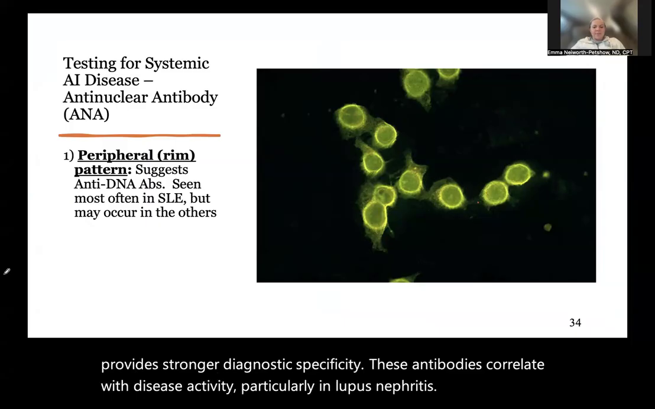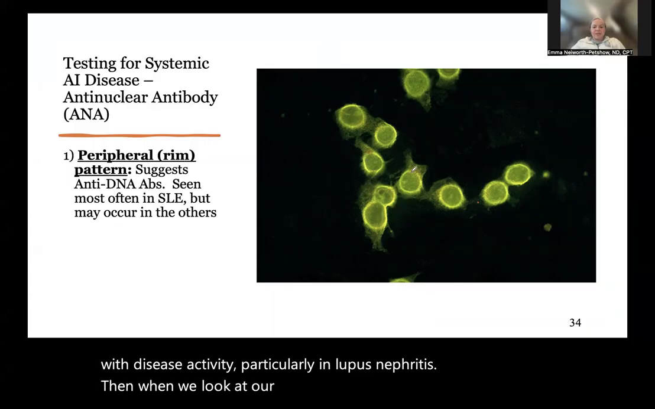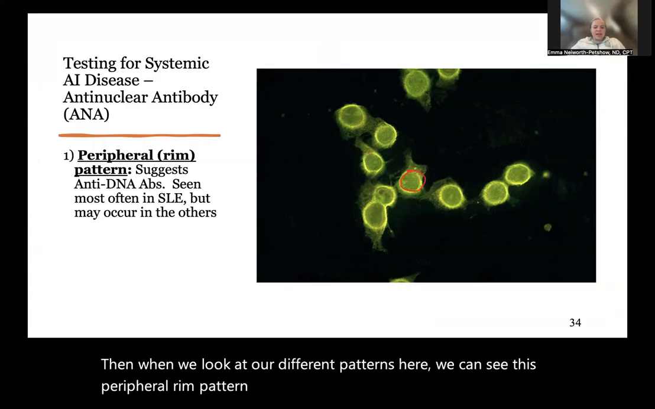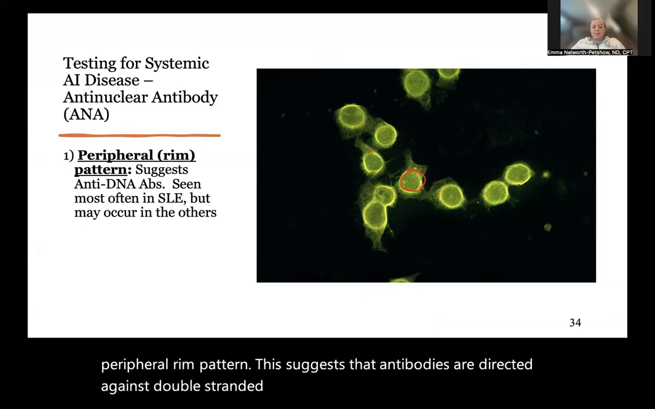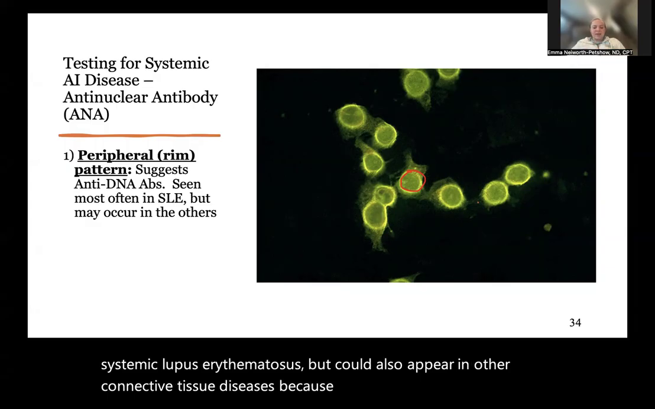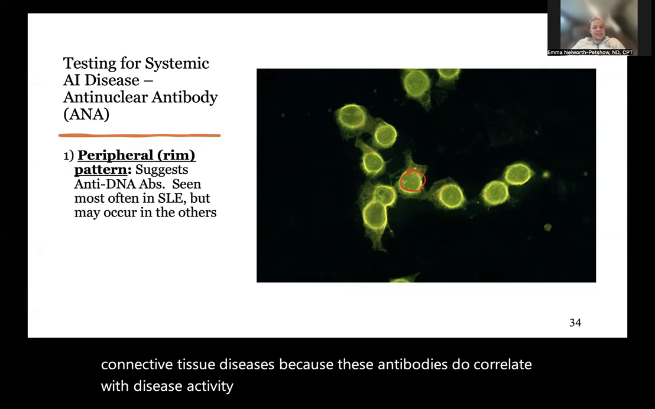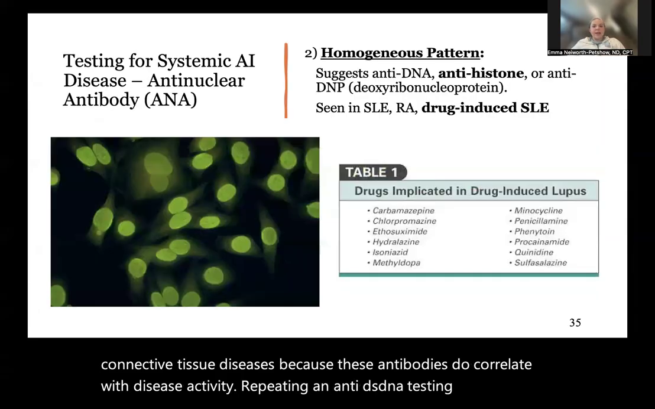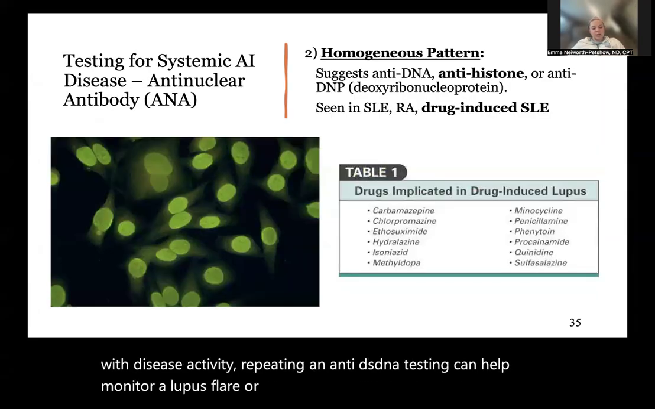Then when we look at our different patterns here, we can see this peripheral rim pattern. This suggests that antibodies are directed against double-stranded DNA. This pattern is most characteristic of systemic lupus erythematosus, but could also appear in other connective tissue diseases. Because these antibodies do correlate with disease activity, repeating an anti-dsDNA testing can help monitor a lupus flare or even lupus remission.